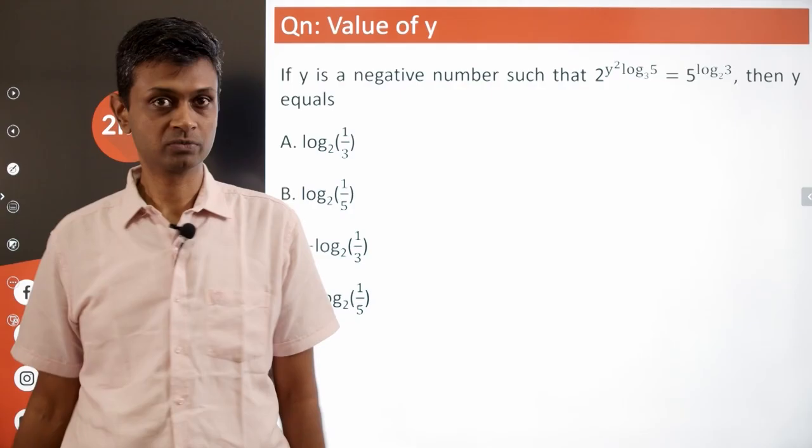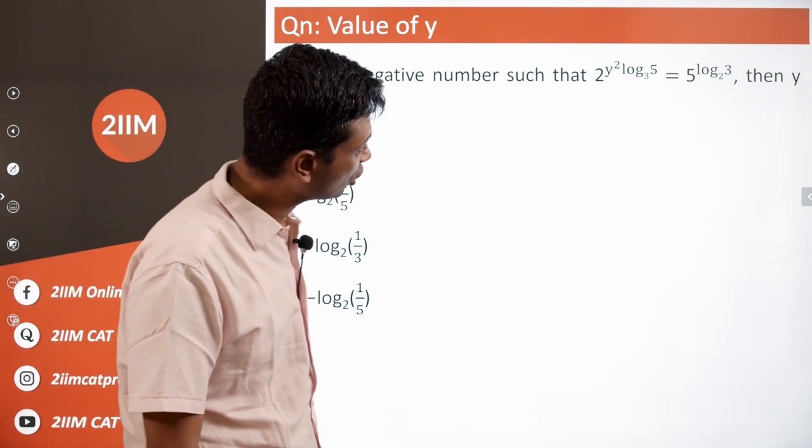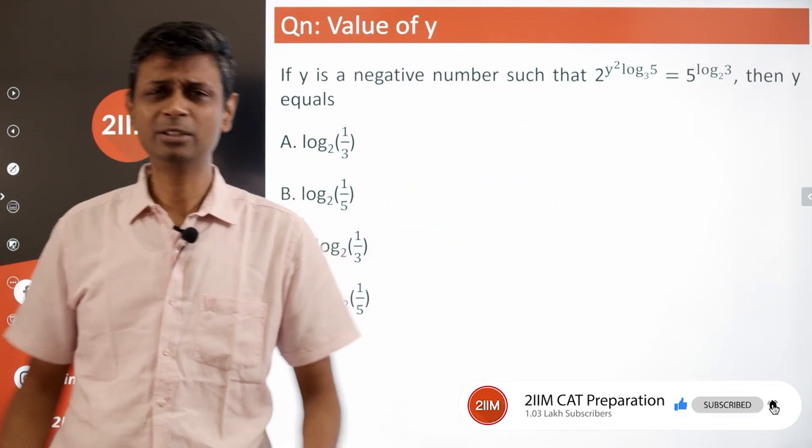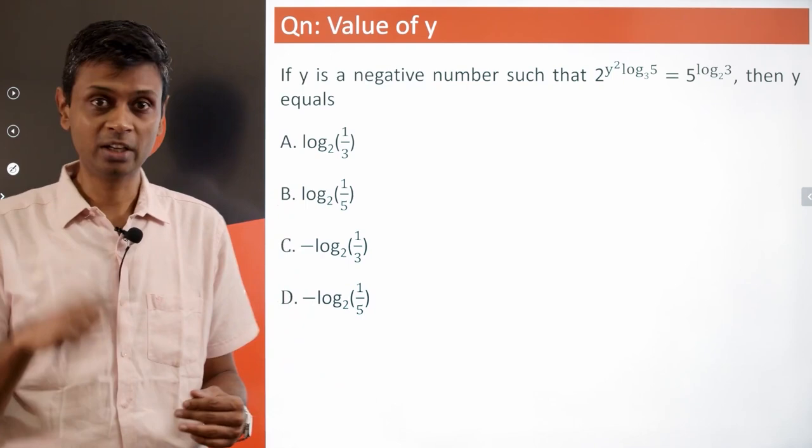Let's look at this one. If y is a negative number such that 2 power y square log 5 to the base 3 equal to 5 power log 3 to the base 2. And so very often in these kind of log questions where an exponent is there and log is there, a simple trick in the book is take log on both sides. That might simplify something. And so I'm going to try to do that. Take log on both sides and we'll try to do this.